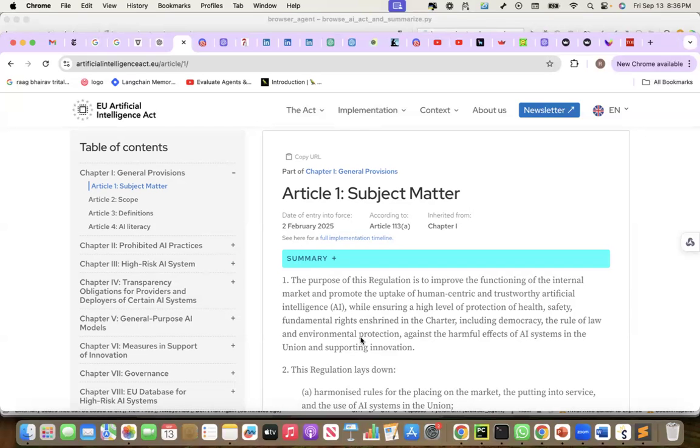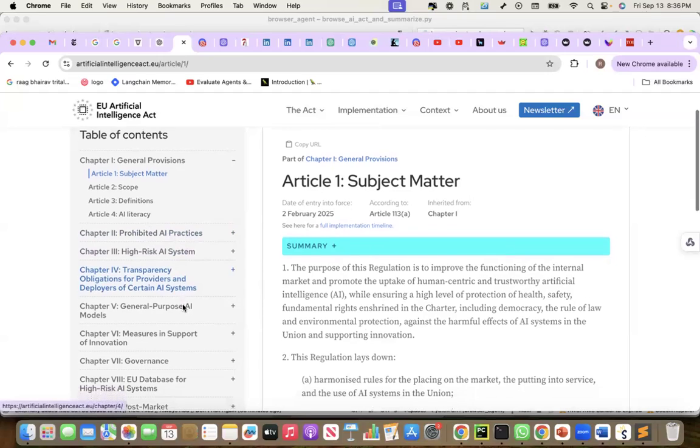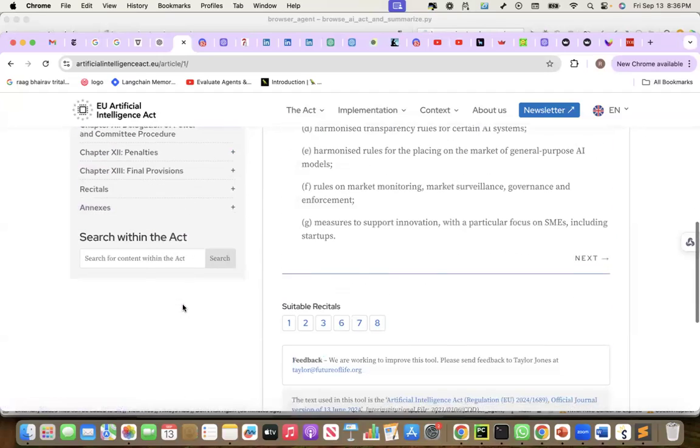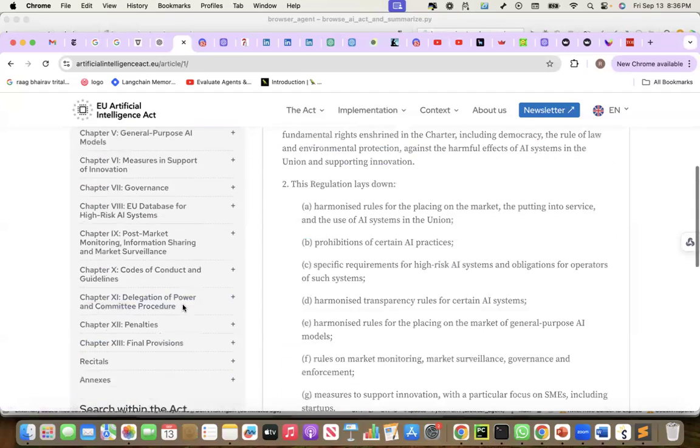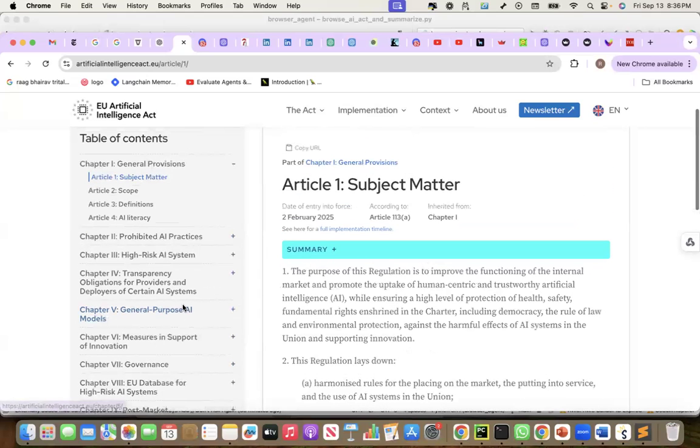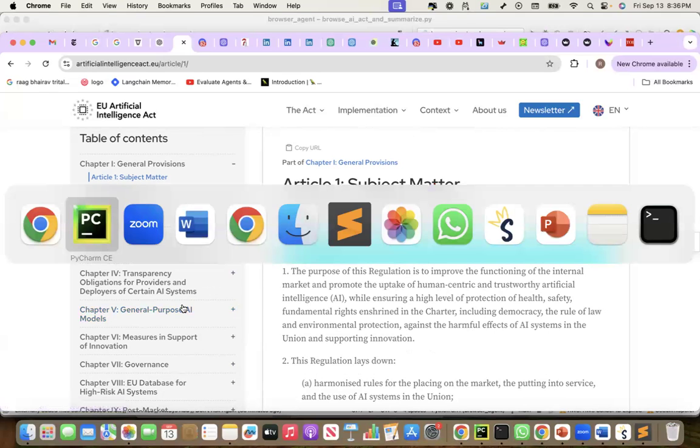It actually summarized it pretty well, at least the first four articles. I'm going to do it for all of them. There are 13 chapters and a total of 143 articles. I'm going to do it one by one till I reach 143 and see how it does. So I'll show you a demonstration of this, and for that, let me open my Python project.